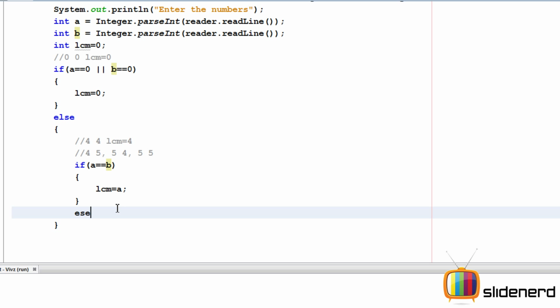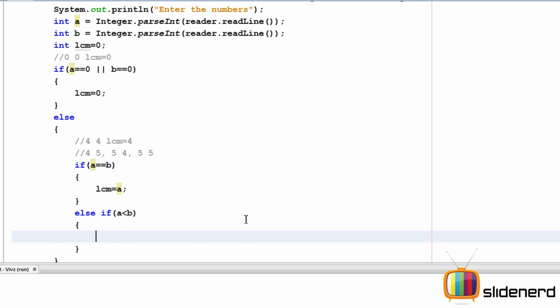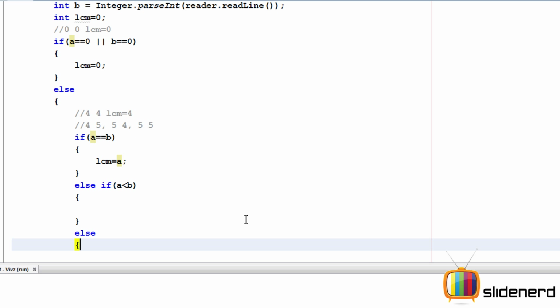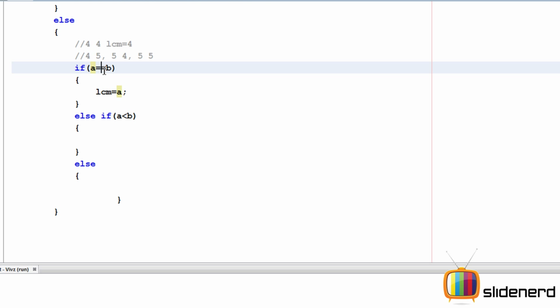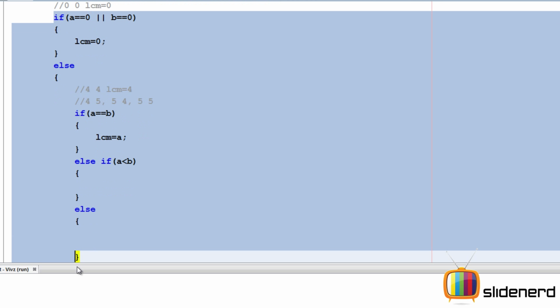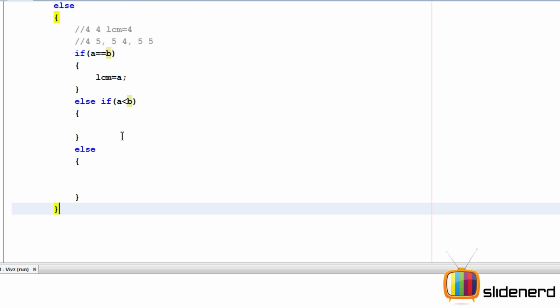We can say something like this: else if you see 4 and 5 as our two numbers, then in that case a is less than b, right? There are only three things that can happen. Otherwise, it's pretty obvious. Since a is neither equal to b nor less than b, that means it's greater than b, right? That's going to be the last else over here. So at this point, we have completely divided the program into our set of conditions. So now let's go ahead and put the LCM for each case.